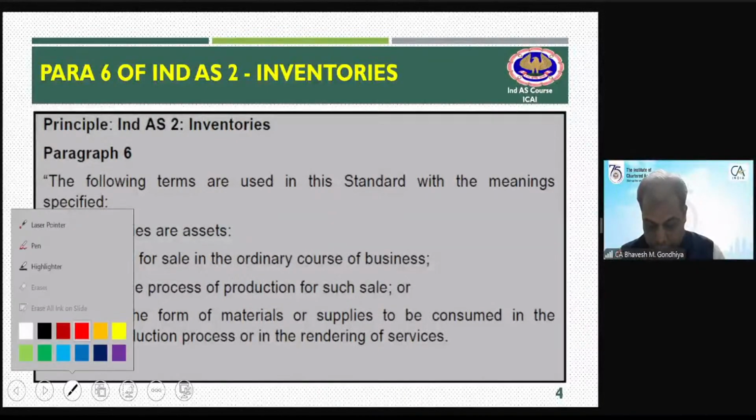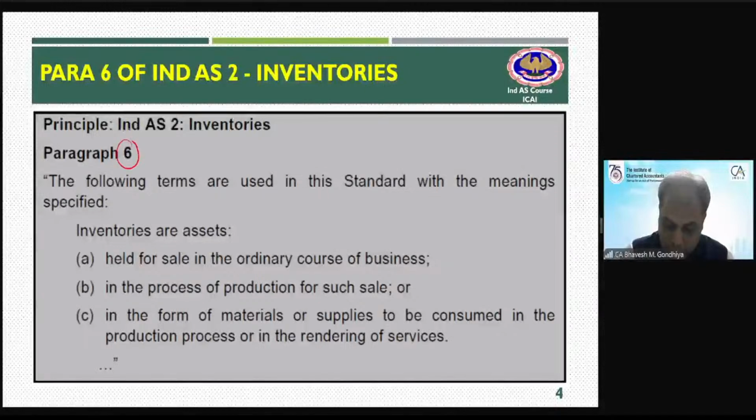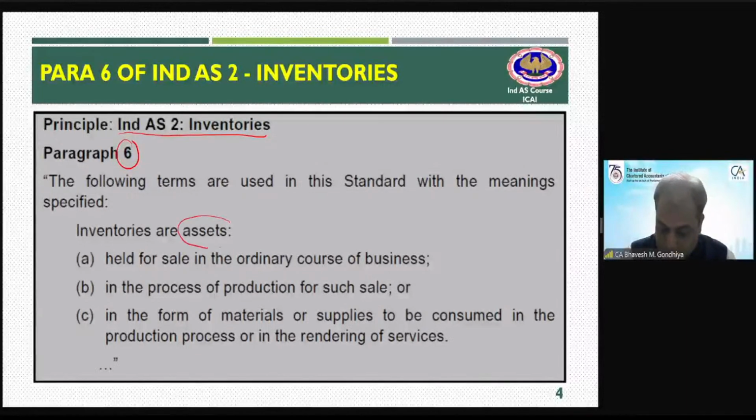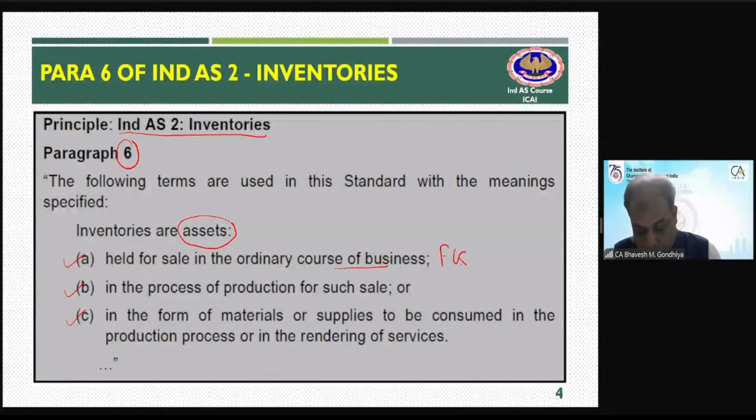Para 6 of Ind AS 2 on inventory says that whenever it is inventory, it has to be classified under these three points. Inventories are assets which are either A, B, or C. That is, either held for sale in the ordinary course of business, finished goods. Number 2, in the process of production for such sale, it will be your WIP. Or in the form of material or supply to be consumed in the production process, then it will be your raw material. So generally, you will have finished goods, WIP, and raw material.